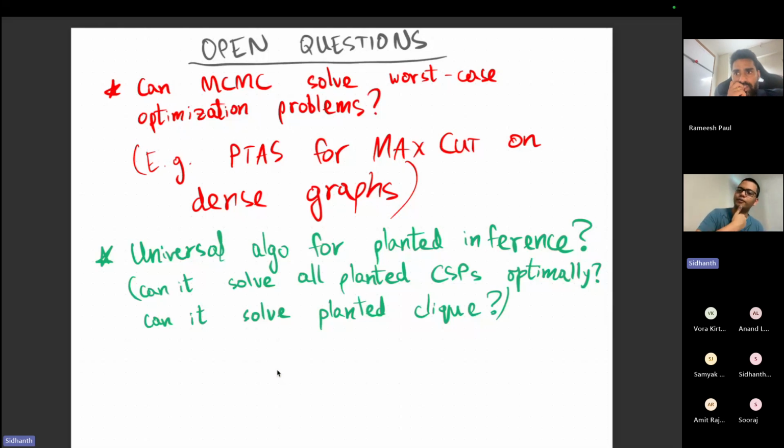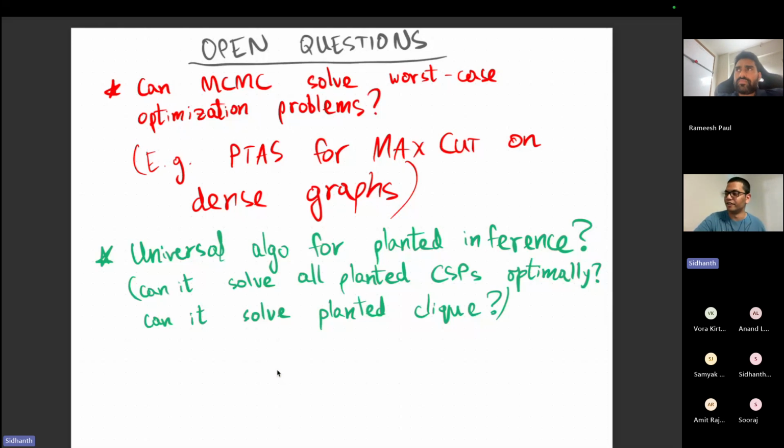Okay, and I guess the second question that I wanted to ask was: so often in this area of average case planted inference, you tend to solve a bunch of these planted constraint satisfaction problems with planted solutions using spectral algorithms or semi-definite programs. But is it true that whenever you have an algorithm that uses eigenvectors of a matrix or a semi-definite program, then actually a simple Markov chain algorithm also succeeds?